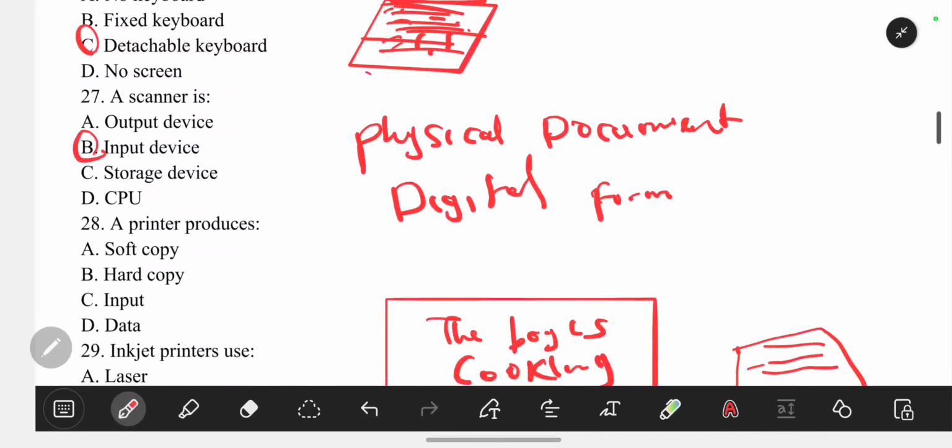That's how it operates. Number 28, a printer produces, this is very, very simple. A printer produces hard copies. So it produces hard copies on paper, which are the tangible forms of what you can see on paper. So it is able to produce that.